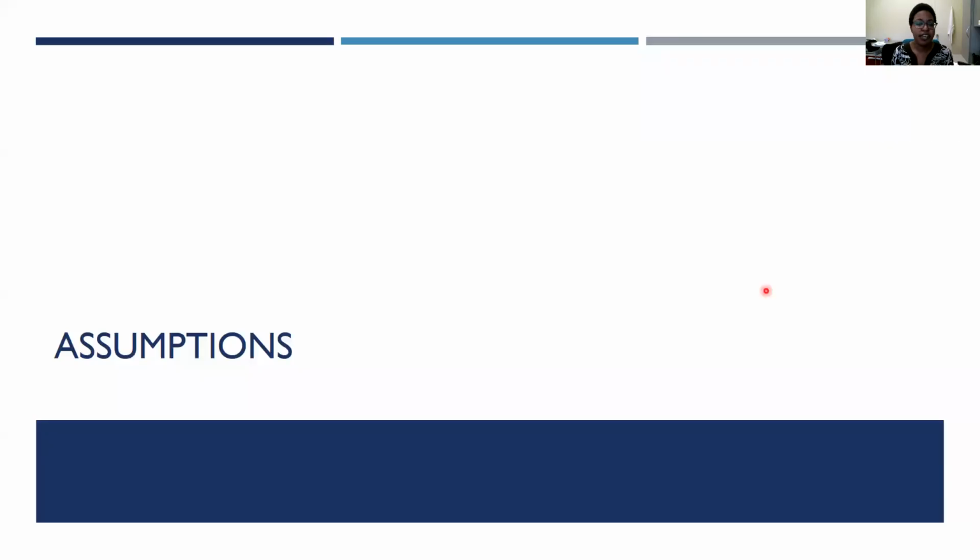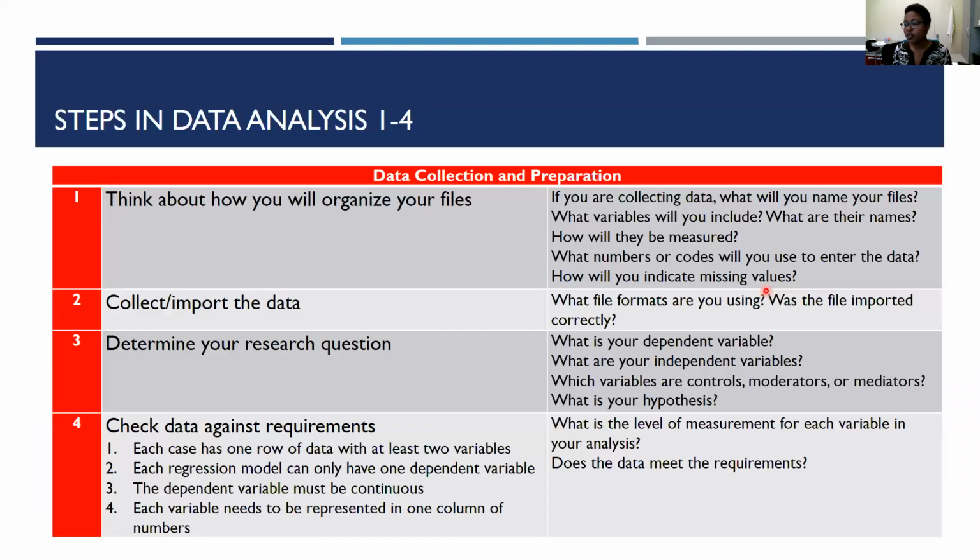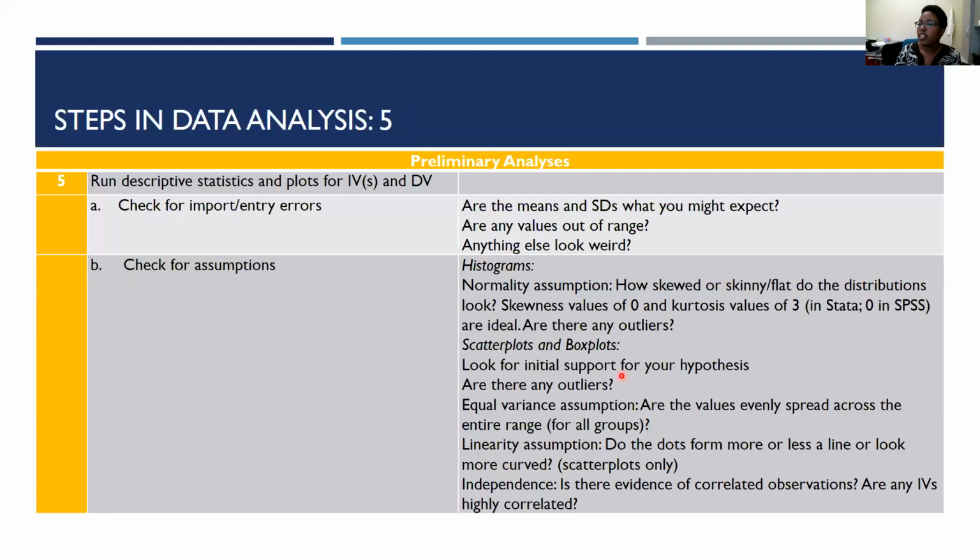So now let's talk about regression assumptions. Here's where we are in steps in data analysis. We've thought about our files, we've collected the data, thought about a research question, and checked it against the requirements. Okay, we have more requirements that we need to check against, and those are the assumptions. So here's that whole assumptions section, which probably didn't make any sense when you saw it, but now we're going to actually go into why it's important.